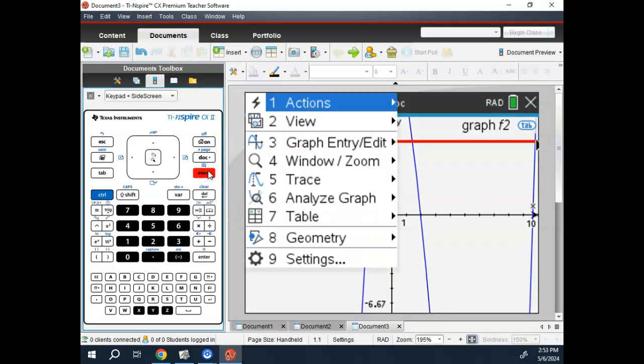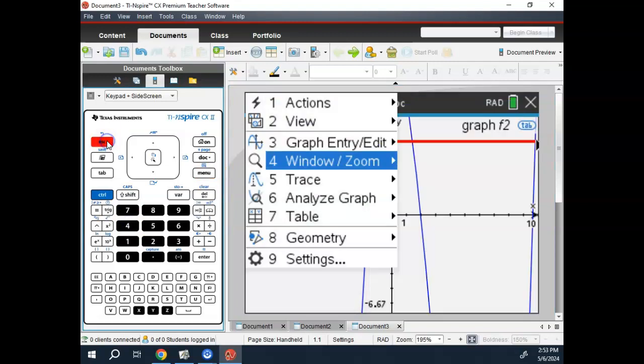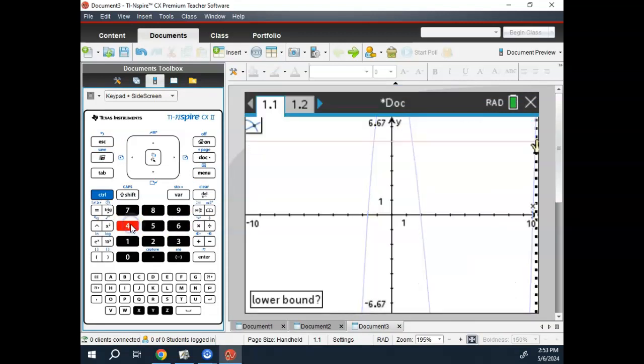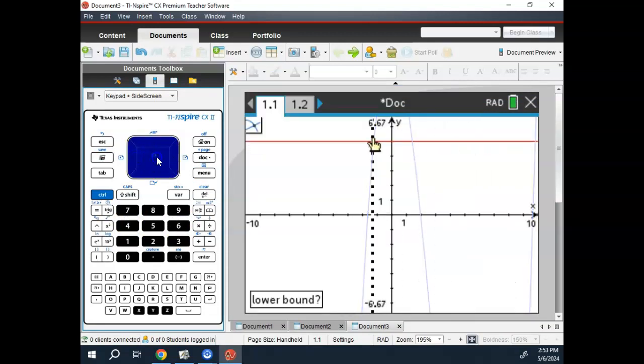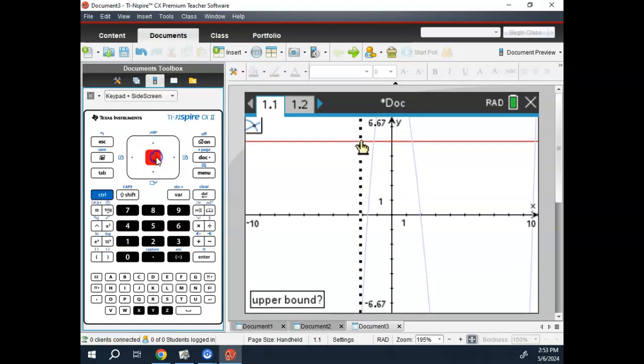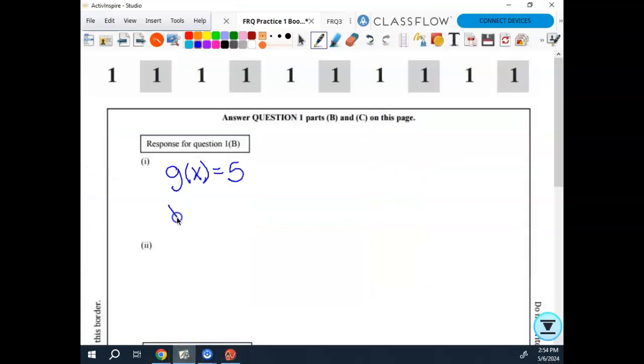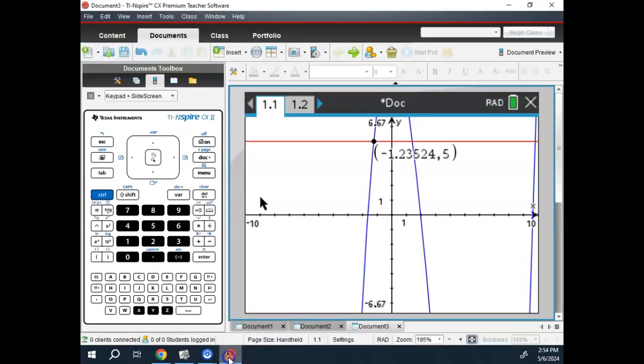So menu 4, no, I do not want that. Menu 6 for analyze graph. I want the intersection, so I'm going to start over here. And then I want that intersection there. Okay, so that is negative 1.235. So x equals negative 1.235. Then I'm going to go find the other one, or the second one rather.